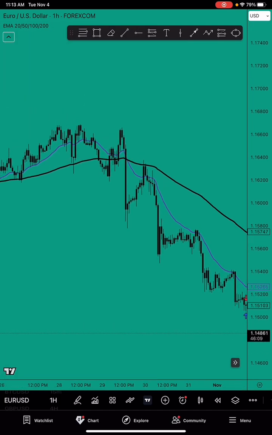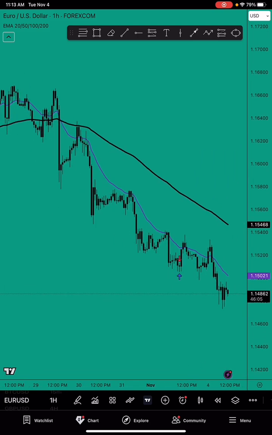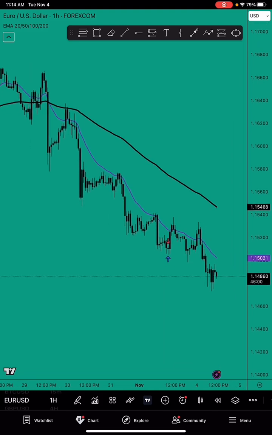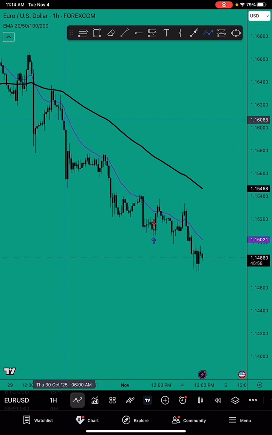And you really need to keep it simple. Keep it simple. What is price doing? Is price going down or is it going up? Okay, I see here that price is going down. What are the levels that price needs to respect?